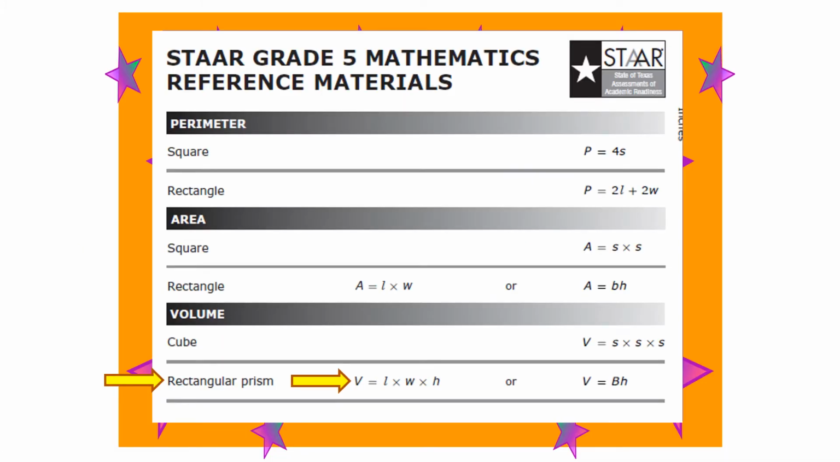So this is the math STAR chart you guys are going to have on the STAR test. And I want you to pay attention to this down here. This rectangular prism formula, you see we have both formulas: V equals length times width times height, or V equals B, base times height. You can use either one.